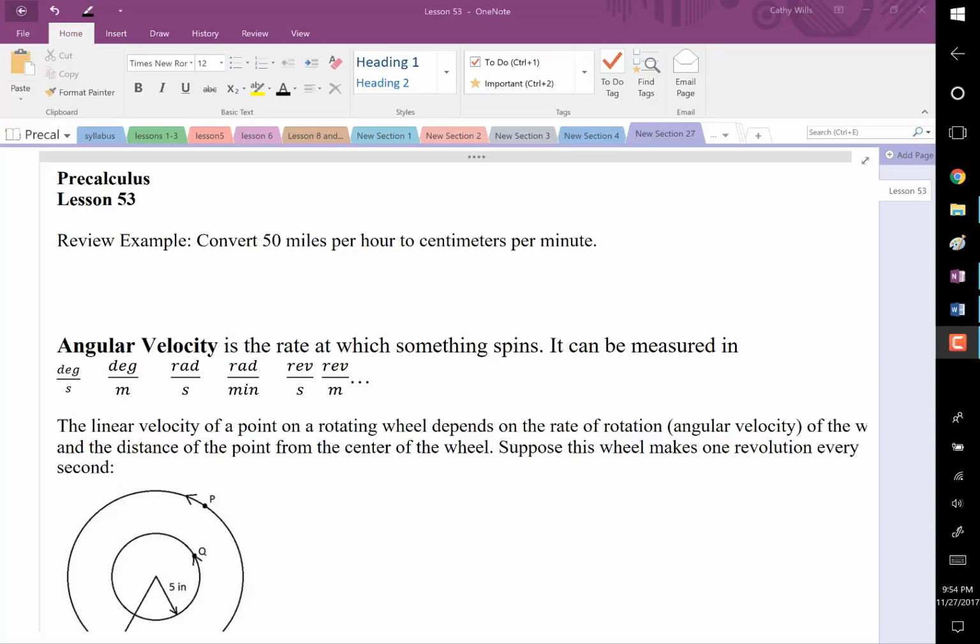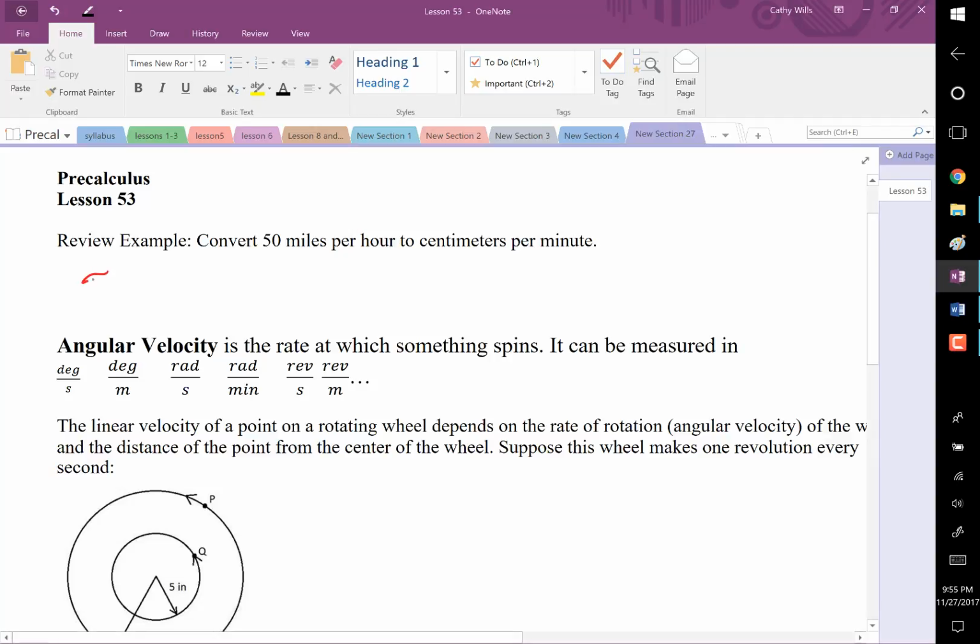Okay, lesson 53, we're going to be talking about angular velocity, which is the rate at which something spins. To get ready to do these problems, we just need to make sure we all remember how to use unit multipliers to convert different kinds of rates. All right, so if we wanted to convert 50 miles per hour to centimeters per minute, let's remember how we do that.